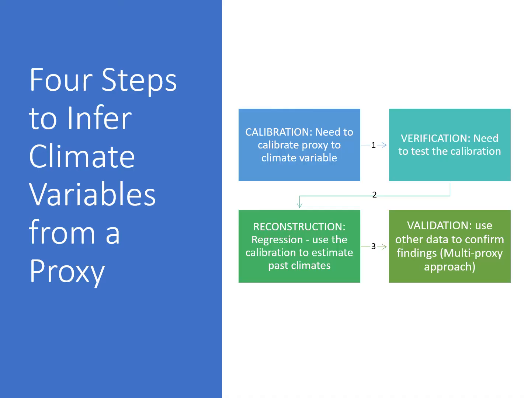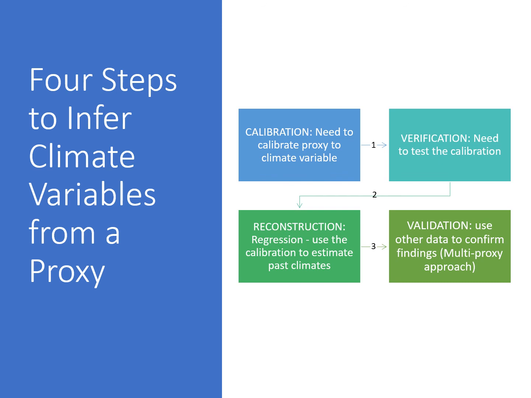There are 4 steps to being able to use a proxy to establish a climate variable. First, there is the calibration. We saw a good example of this in the thin ice video when they collected snow samples to measure proxies such as isotopes during periods when climate conditions are known. Calibration is used to determine the relationship between the proxy and the climate variable.